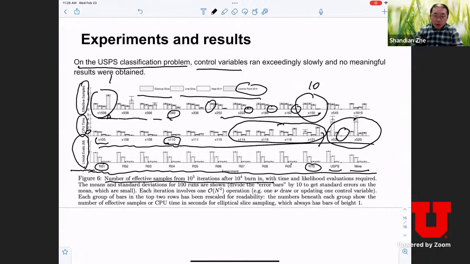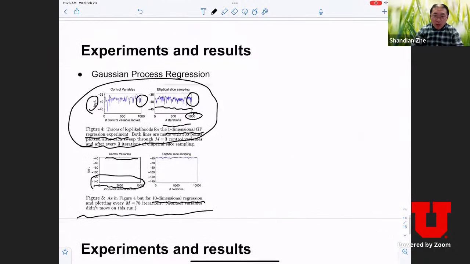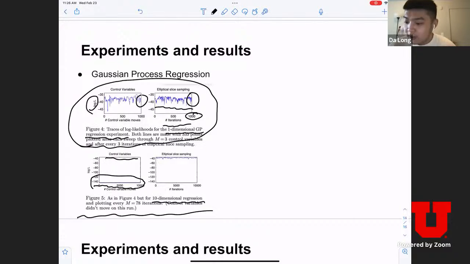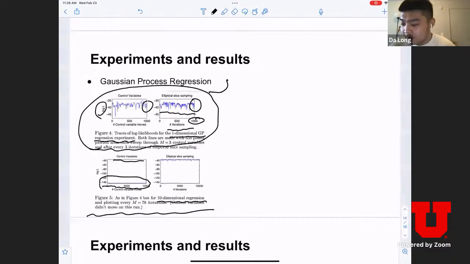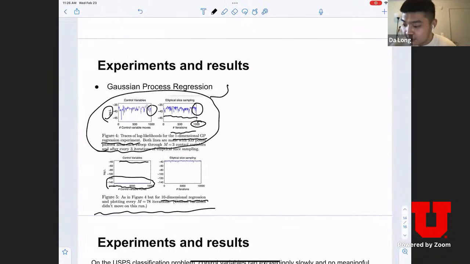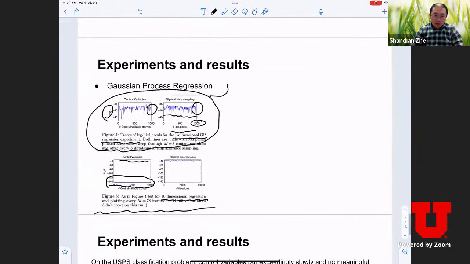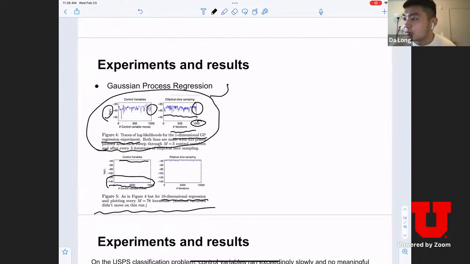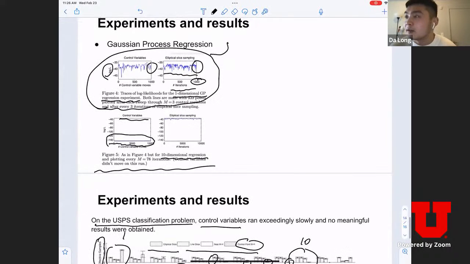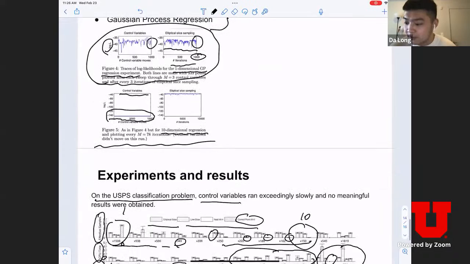Okay, but did they compare with the log likelihood? They just compared the log likelihood with the control variable method. Yeah, they just compare the log likelihood for the Gaussian process regression. That's the only log likelihood. That's weird. Oh, they also mentioned there is a supplement for the experiments, but I just Googled and found nothing. I didn't find the supplement they mentioned.